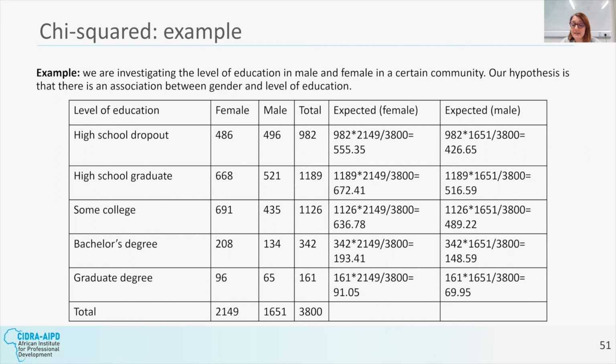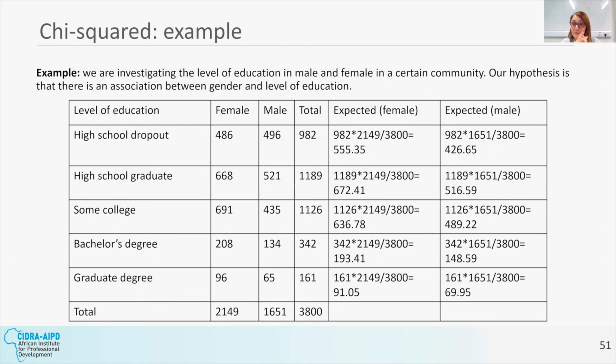We want to investigate if there is any relationship between the level of education and the gender in a specific community of people. So the level of education will be high school dropout, high school graduate, some college, bachelor's degree, and graduate degree. As we can see, we have 5 categories, so we have at least 2 categories. And then we have gender, female and male, and in this case, we have 2 categories. So we can tick something in our checklist of whether we can apply a chi-square test.